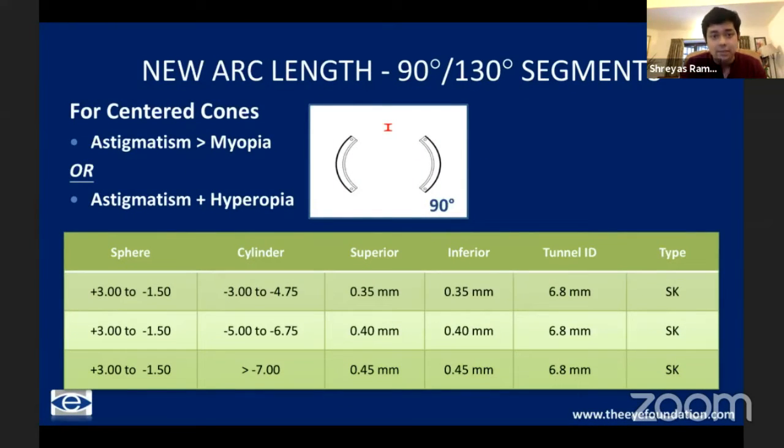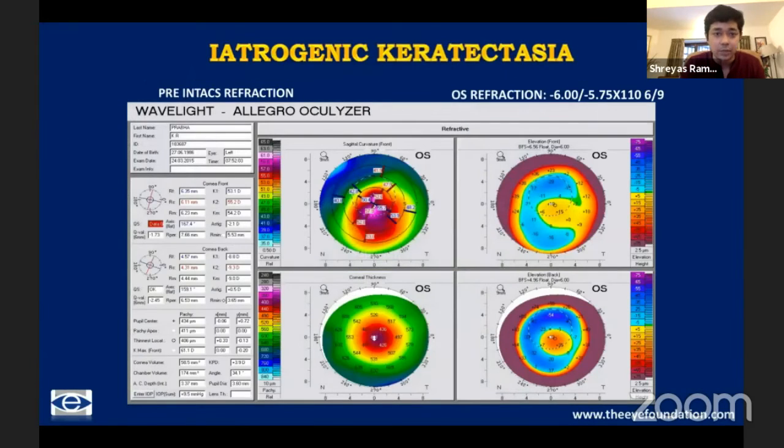have more astigmatism than the amount of myopia. So you don't want global flattening, but you want a flattening along the region where there is increase in the curvature along that particular meridian. And these 90-degree arc segments work extremely well.